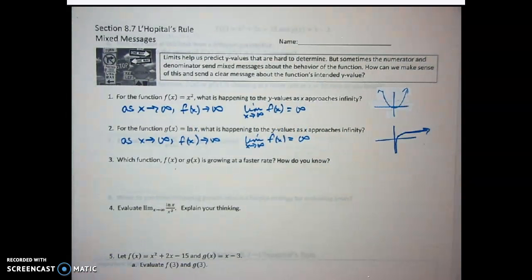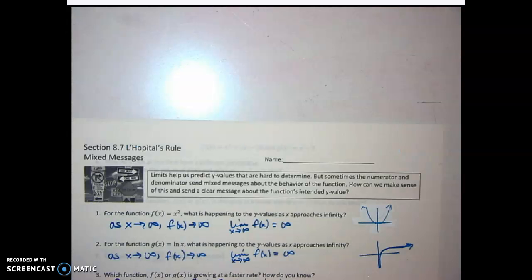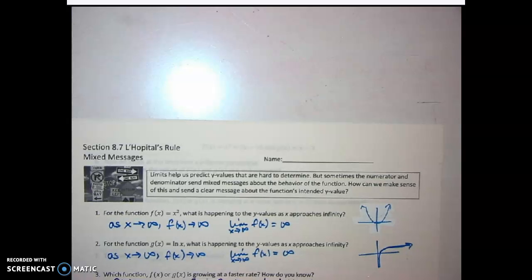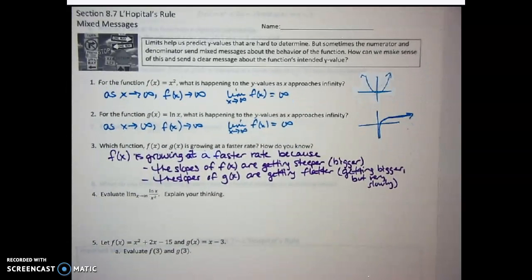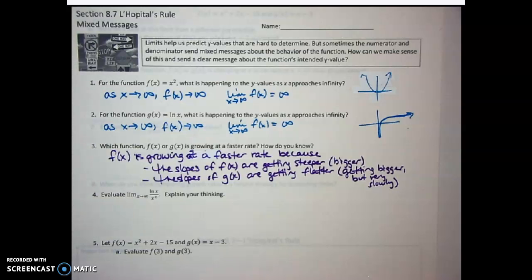Which function, f of x or g of x, is growing at a faster rate? And how do you know? Think about that, pause the video, and write down your answer. So what do you think? Which one is growing faster? If you look at the graphs even, which one is growing faster? Hopefully you already wrote down that f of x is growing at a faster rate, because the slopes of f of x are getting steeper, whereas the slopes of g of x are getting flatter. They're both getting bigger, but g of x is getting bigger much more slowly.